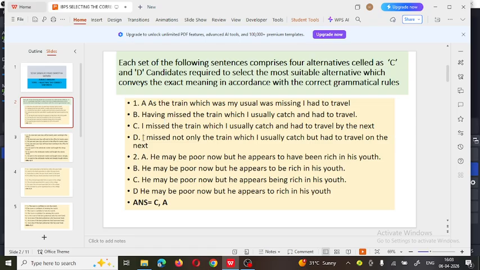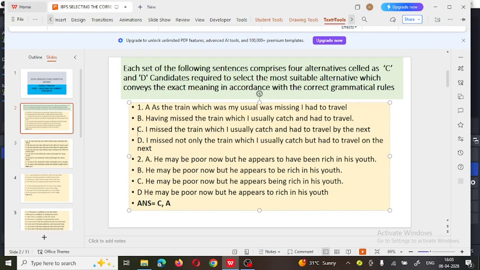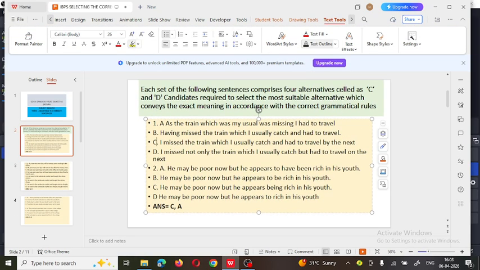Let's see the D sentence, the fourth sentence. I missed not only the train which I usually catch but had to travel on the next. So this is also wrong. Not only but also, that formation must be there and it is lacking here. So only option C is correct here. Option C is the correct order for the sentence. Okay, next.